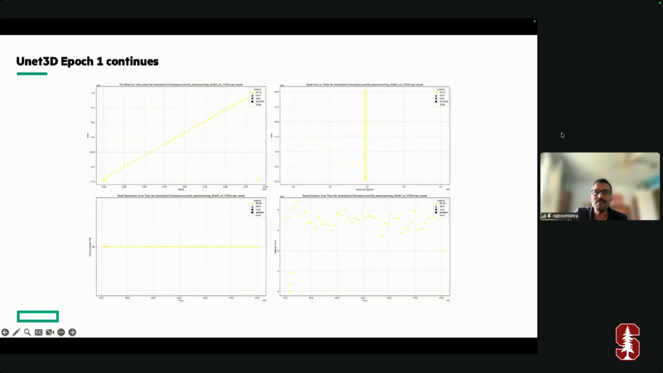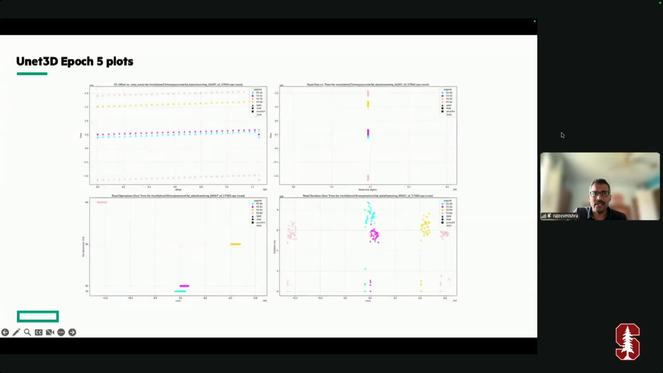Then I repeated this experiment with epoch 5, and then it becomes very interesting. When I do epoch 5, what I was thinking was that the workload would read once and not read again and again for the same file. Epoch 5 will do 5 iterations, and we are seeing the 5 iterations. We see that reads are happening again and again after each iteration.